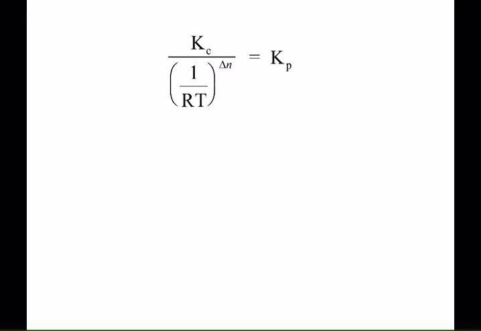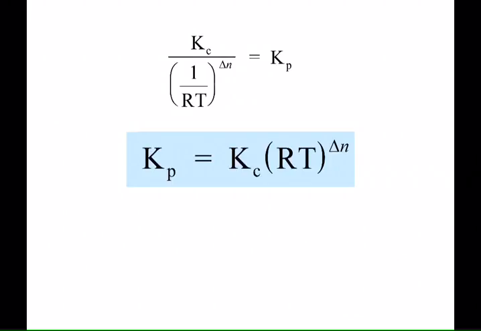Trying to get it into an even better form, we can rearrange that and get Kp is equal to Kc over 1 over RT raised to the delta N. We basically have a fraction in the denominator, which is kind of dumb, so I just cross-multiplied. But anyway, finally we have a blue box.